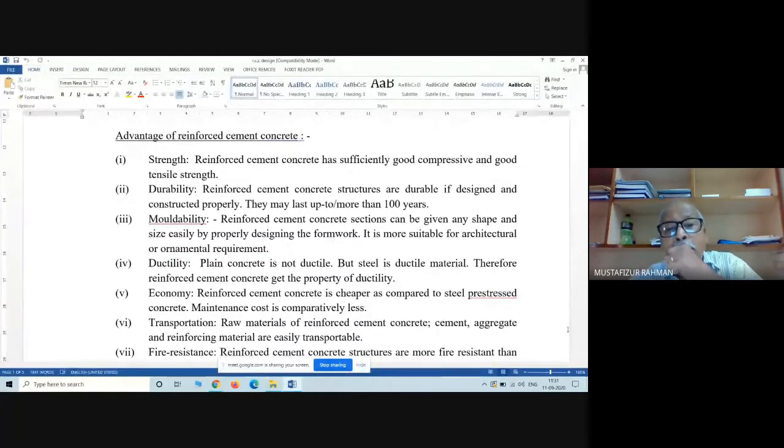Okay. So reinforced concrete structures are durable. If designed and constructed properly, they may last up to or more than 100 years. Why is it durable? Can anyone have any idea? Reinforced concrete is durable, which I am giving two words here again, with minimum maintenance.